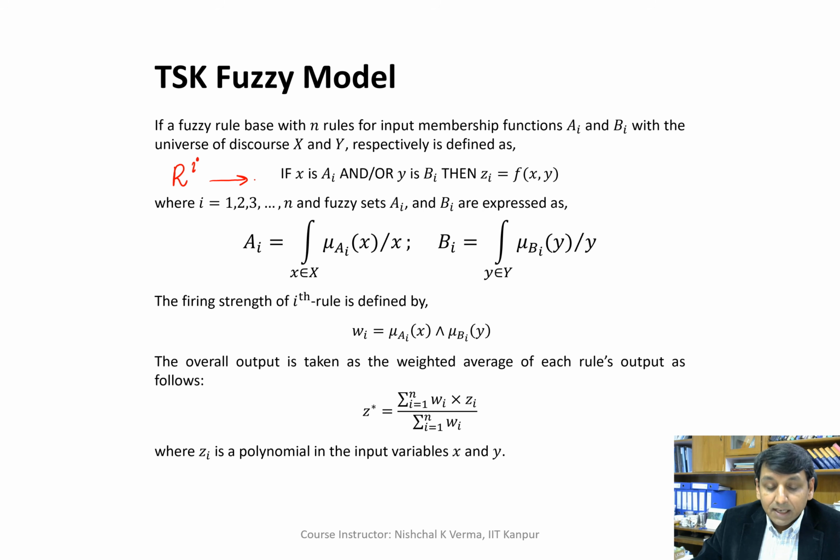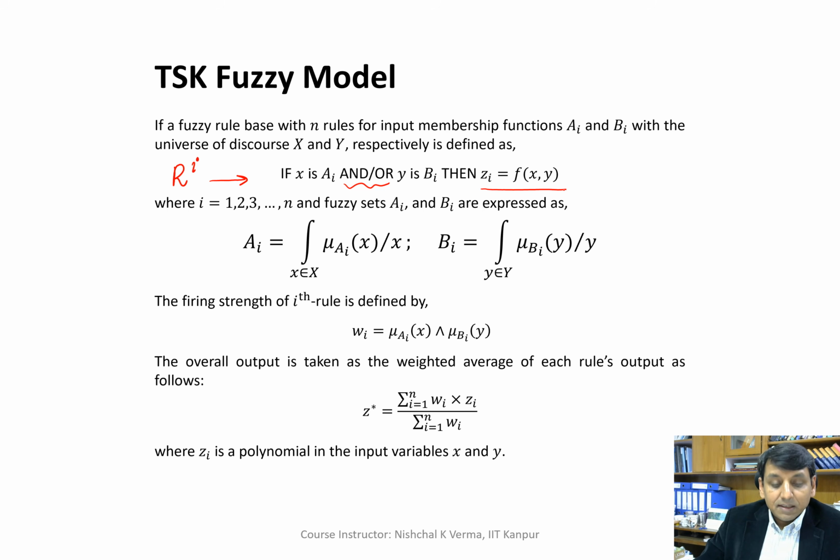x is the input, ai is the fuzzy region where this x is falling into, and then we have the connective here, and, or, and then we have another input y, which is again falling into bi. The i here signifies the fuzzy region which is relevant for the ith rule, and then we have the consequent part, which is Zi, the output for the ith rule, and this is nothing but a polynomial, which is f of x, y.